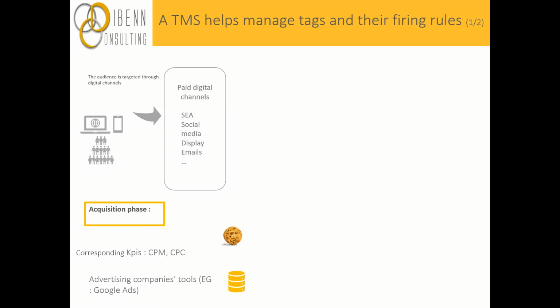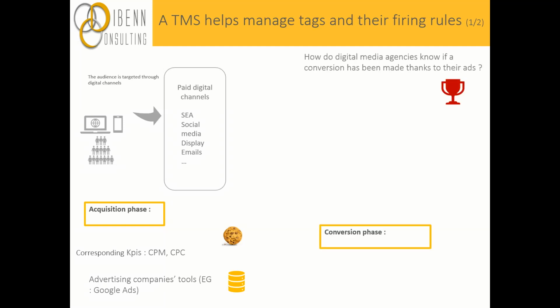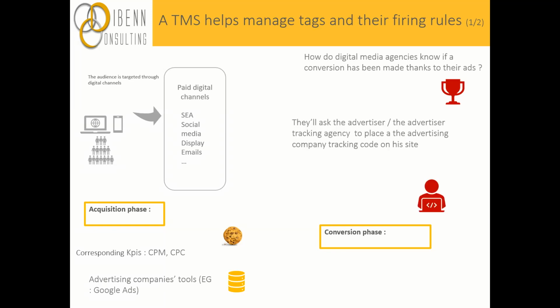And this time it's a bit different for digital media agencies. To know whether or not something happened on the advertiser's site or app, they will have to ask the advertiser to place the tracking code of the tool they're using on the advertiser's site or app. Each time a conversion occurs, the tracking code will keep track of it, and the digital media agency will be able to invoice the advertiser accordingly.